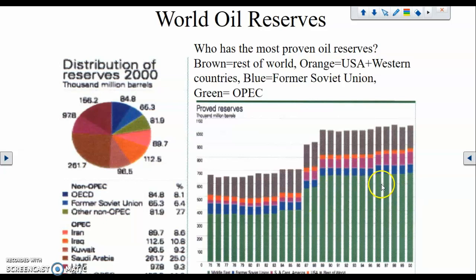Okay, it has always been there. It's just that as years go on, these numbers can fluctuate depending on how technology improves based on oil exploration.